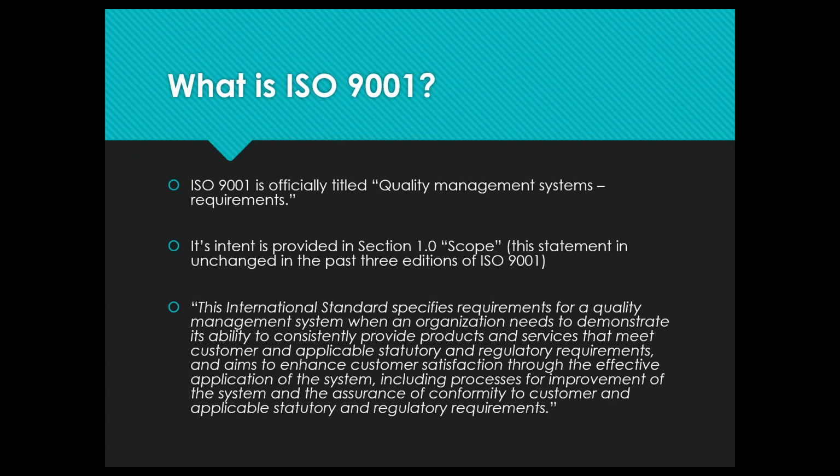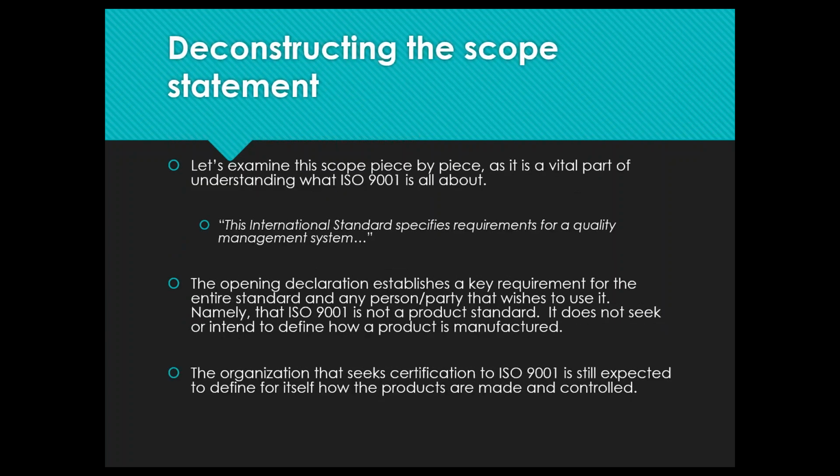So I want to take this statement and I want to kind of break it down, because breaking this statement down helps you really to get your arms around why some of the things are written into the ISO 9001 standard in the manner that they are. So to begin with, it specifies requirements for a quality management system. Now this is an important phrase, and it accomplishes something that's key to understanding what ISO 9001 is all about, and that is that it is requirements for a system.